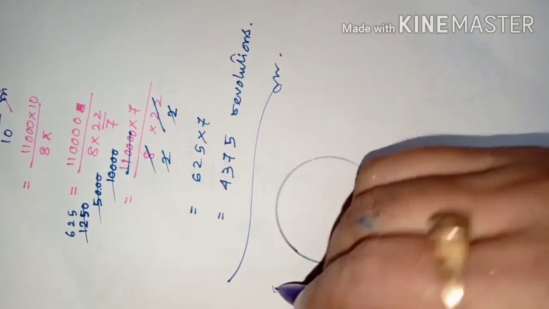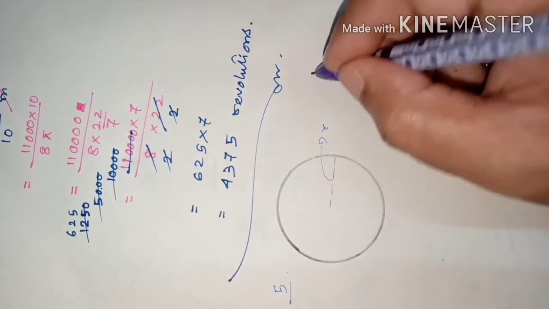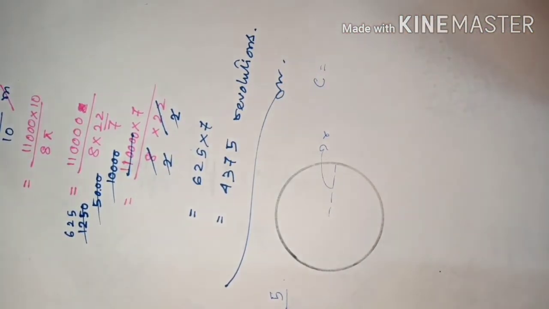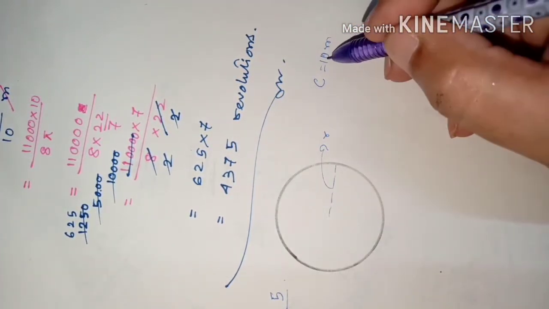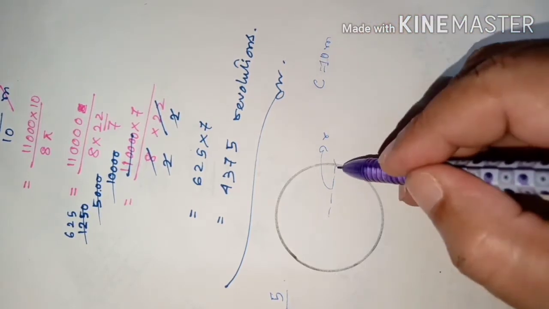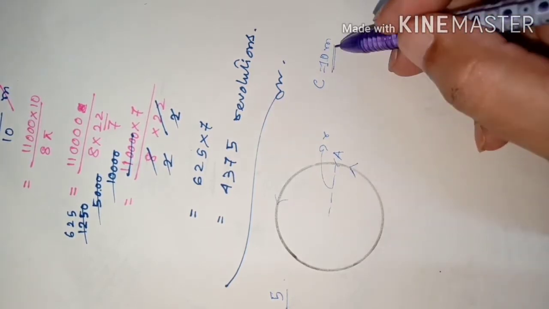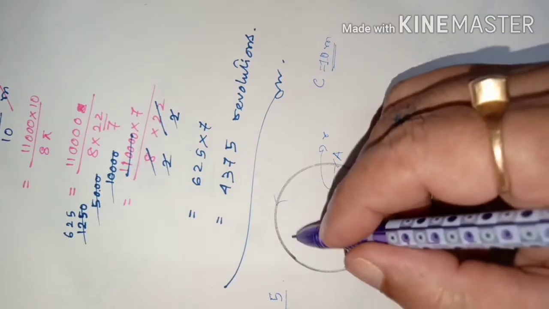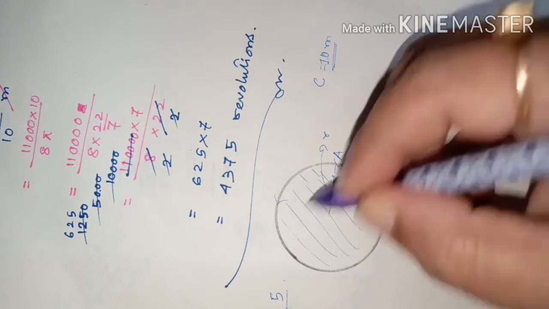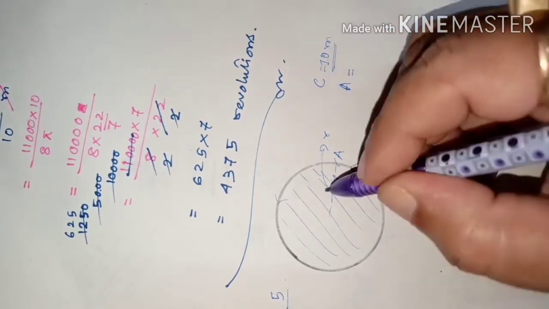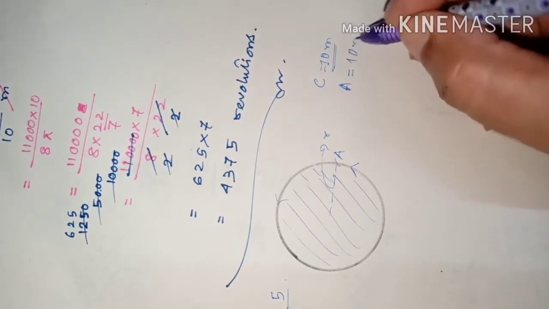Solving question number 5. Suppose the circumference of a circle, the distance around it, is 10 meter. Distance around the circle is called circumference. If you go from A, and again come back to A, you will cover suppose 10 meter distance, that is circumference. Again, area means the inside region, the region enclosed by the circle, and that area is suppose 10 meters square.